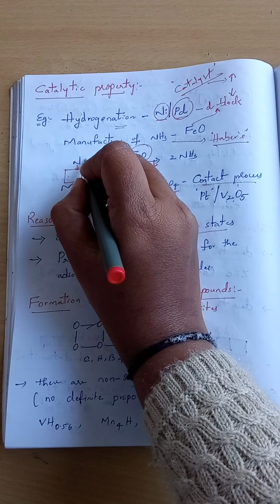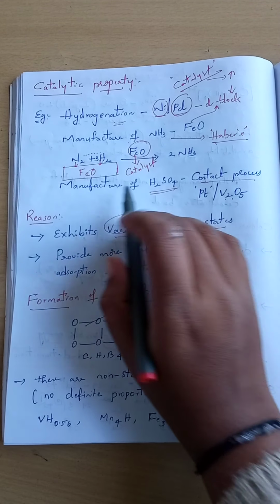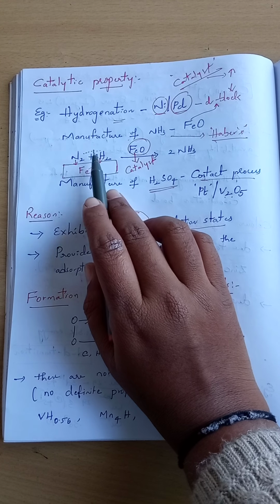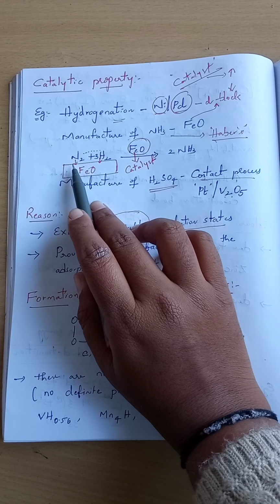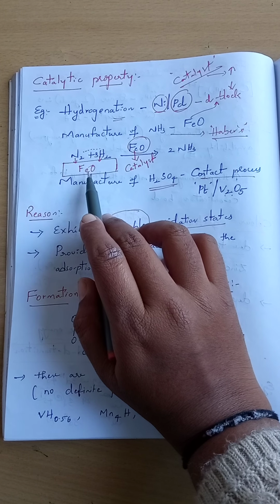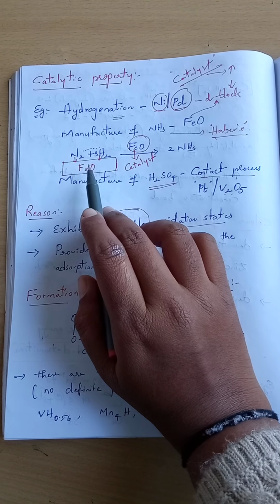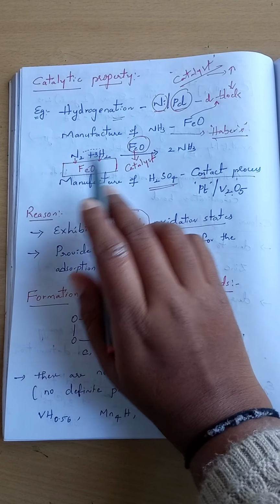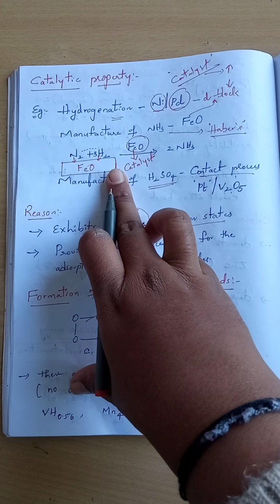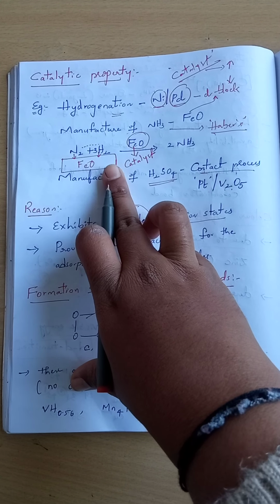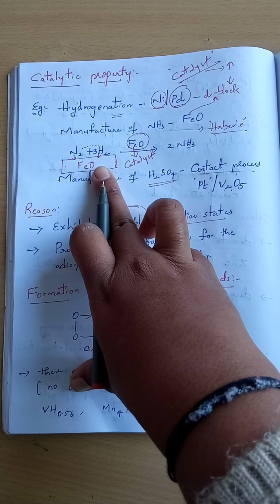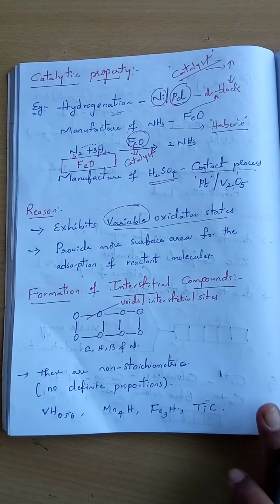Then they build some bonds between nitrogen and hydrogen. Whenever the bond between nitrogen and hydrogen becomes stronger, they immediately escape from the surface of iron oxide, and it again gives space to undergo reaction for a few other nitrogen and hydrogen molecules. That means surface area is provided by the iron oxide, which is one of the D block elements. So due to having more surface area, these D block elements can act as catalyst.